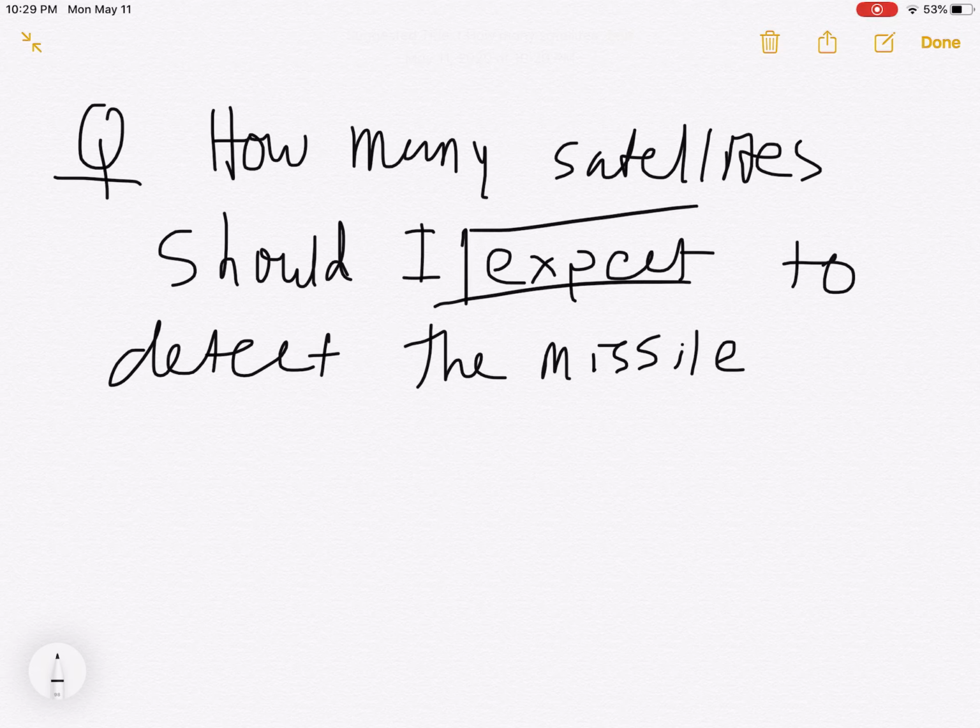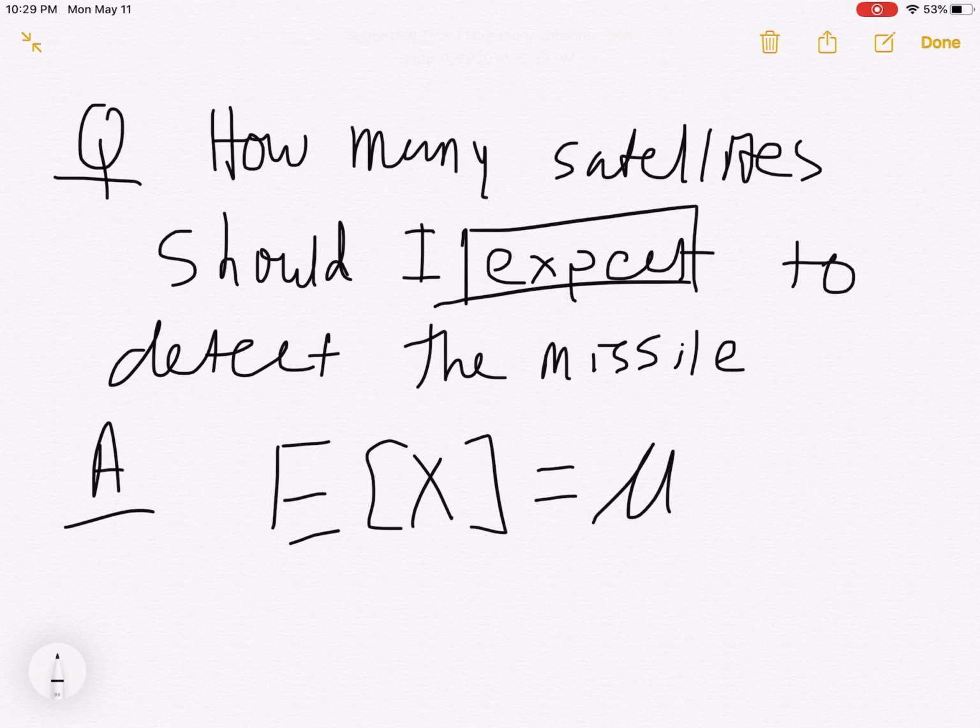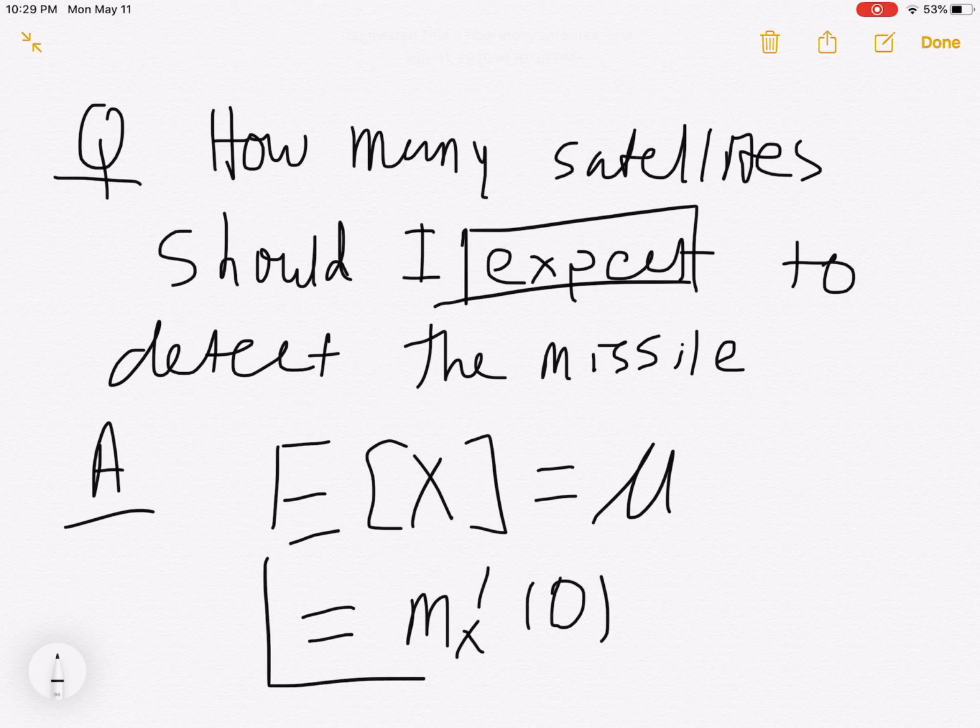So that's a keyword, expect. If I'm answering this question, I'm really asking you for E of x, which is the mean. And I'm going to use M_x prime of 0, and I'm going to compute the mean that way. So let's compute the moment generating function of a binomial.